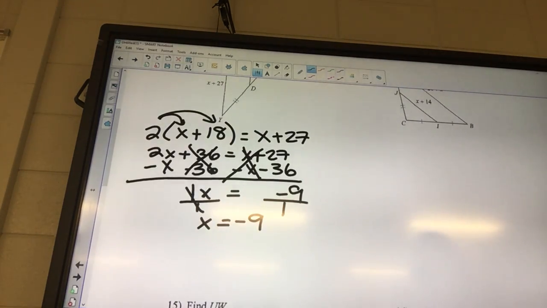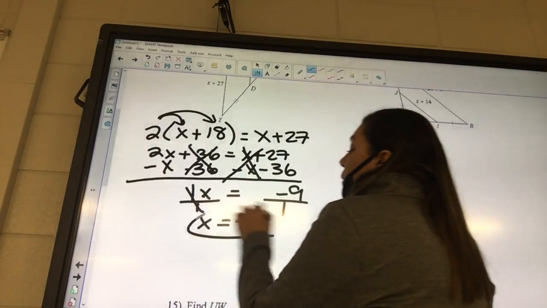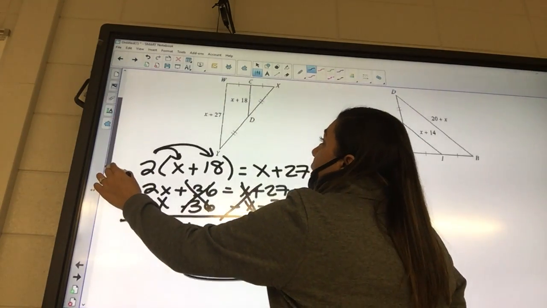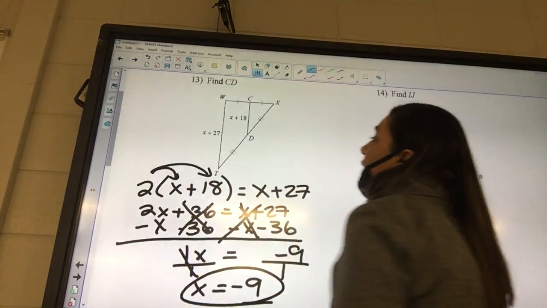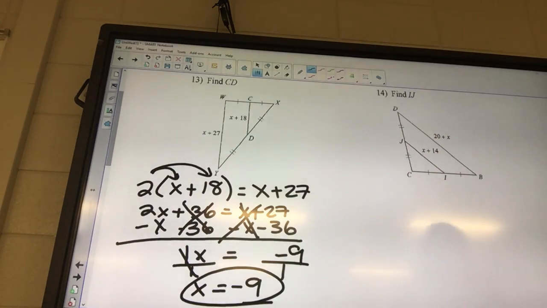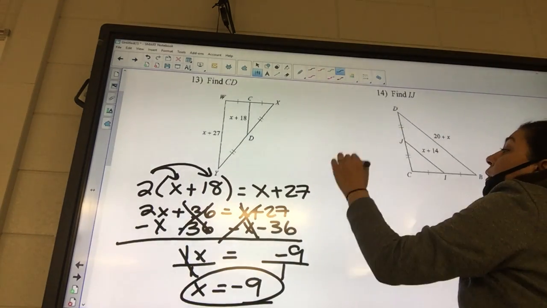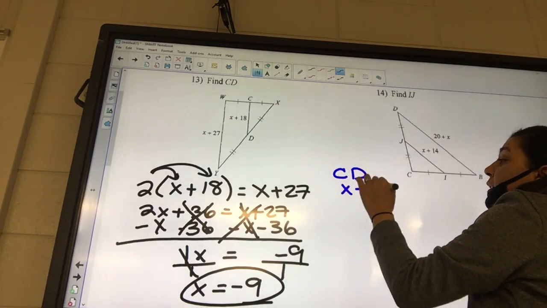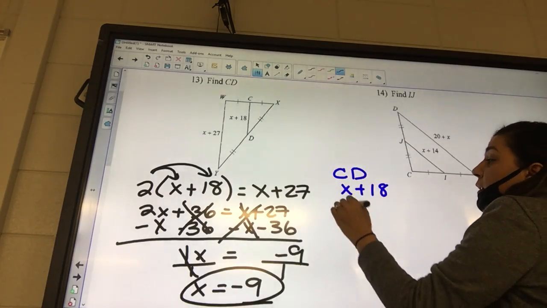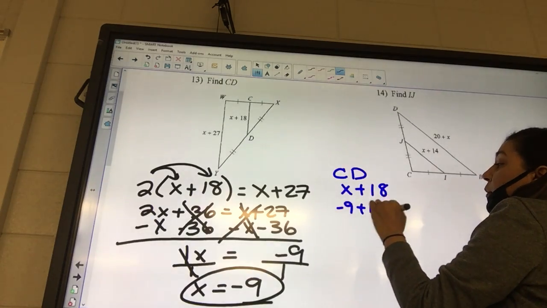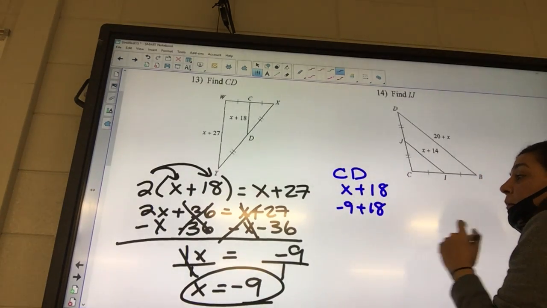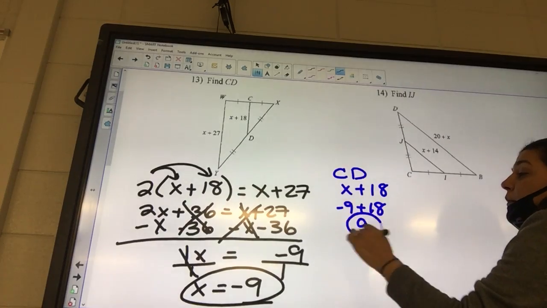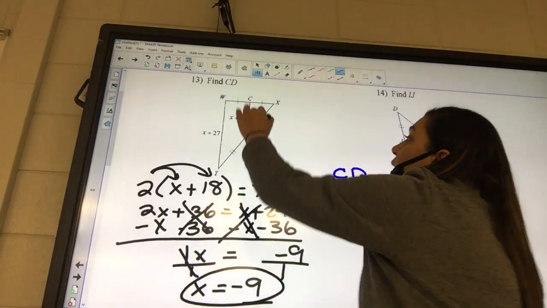No. Plug the negative 9 back in. Yep, we gotta plug in the negative 9, and we gotta look up here and see what segment it says. Find CD. CD is x plus 18, and we know that x is negative 9, so negative 9 plus 18 is going to be 9. Okay, so CD is 9.